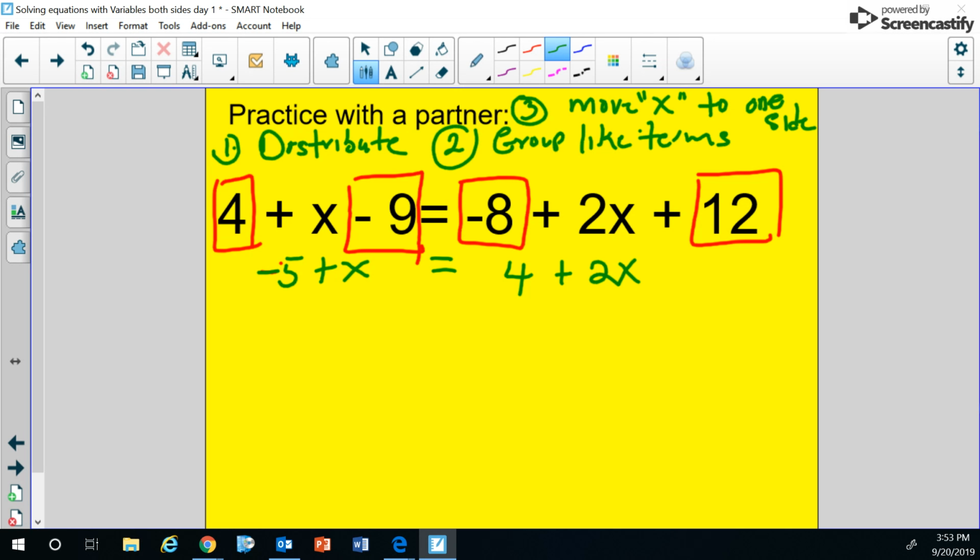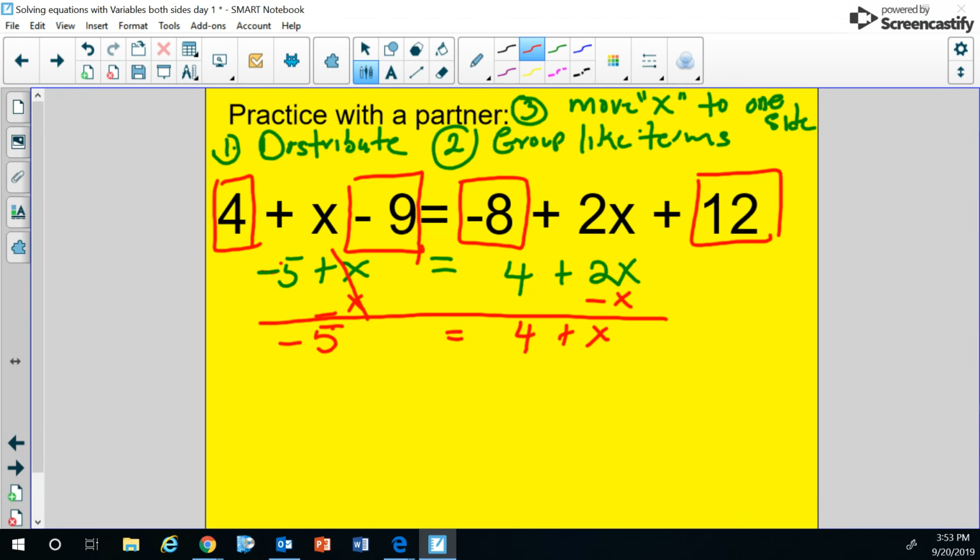I have an x on my left side and 2x on my right side. So I'm going to keep the x on my right side. Let me subtract a minus x here and a minus x there. I draw my line. That goes away. I'm left with a -5 here, equal to the 4 comes down, and then 2x minus x is just x. So I have a plus x.